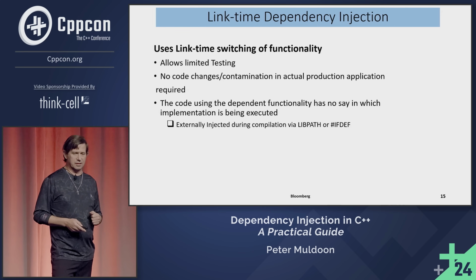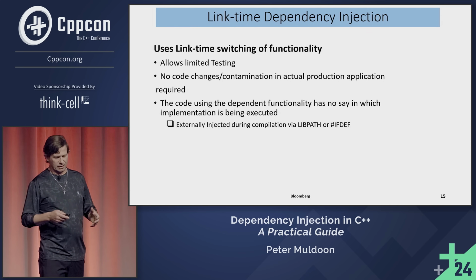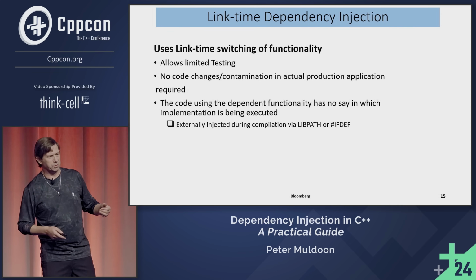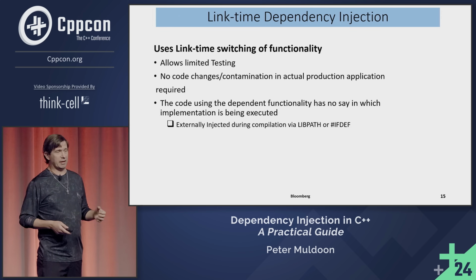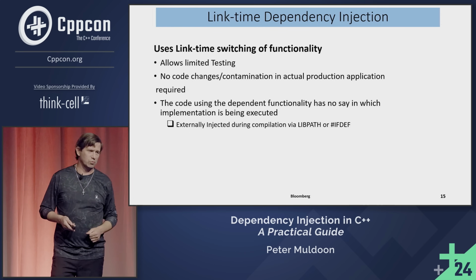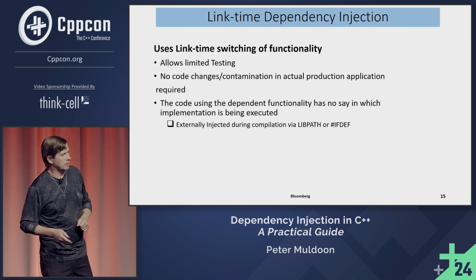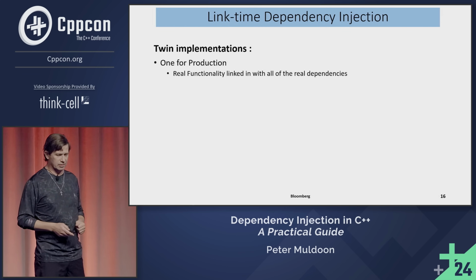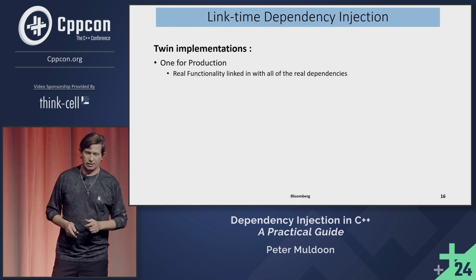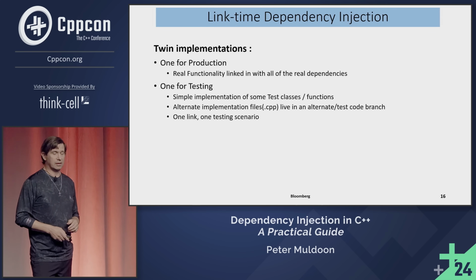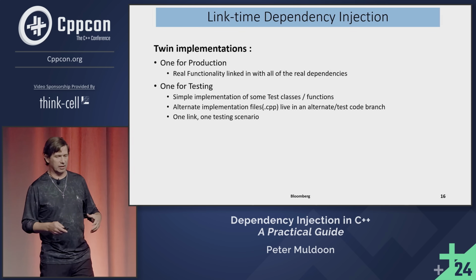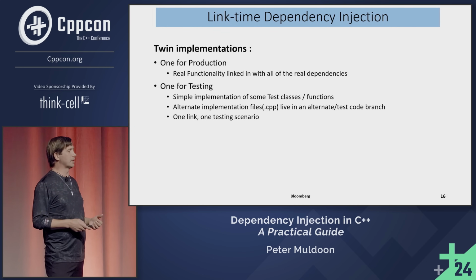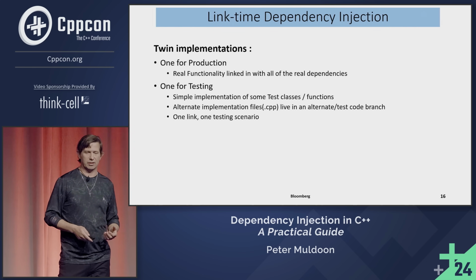All right, and this thing is externally injected. The application has no idea what's going on, right? Because you've injected it either with a new lib path, so you pick some dummy library out, all right, or you have an ifdef test, right? We compile it up for a test. So what's the problems with this? Well, it looks something like this. We're going to have one set of code for production, which has real functionality with all of the real dependencies in it. And we're going to have another CPP file with all that functionality just for test cases. All right, it's an alternate implementation. And when you do one link, you get one set of testing scenarios.